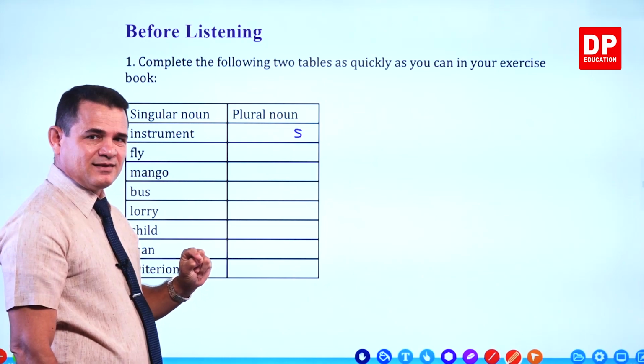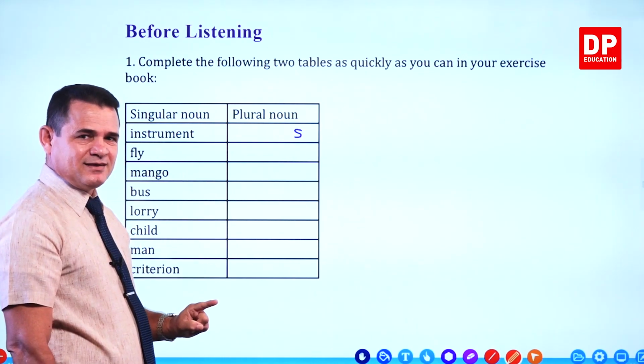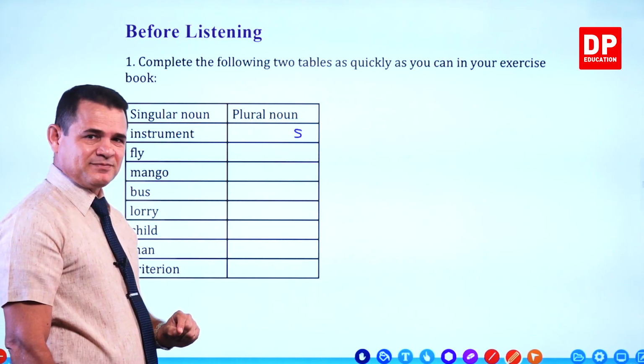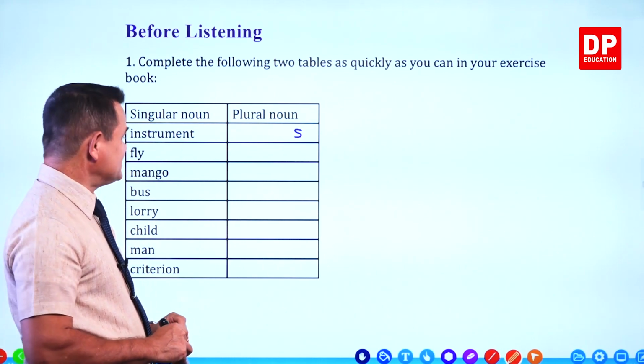Fly. Do we put s there? I think you can remember it now. How? That is FLIES.